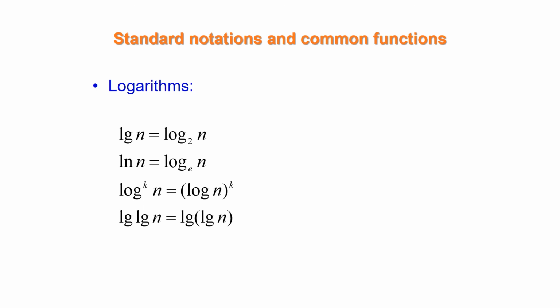What are logarithms? The standard notations for logarithms: lg n, log n, or ln n. lg n equals log n with base 2. ln n equals log n with base e. lg to the power k of n equals (lg n) to the power k.